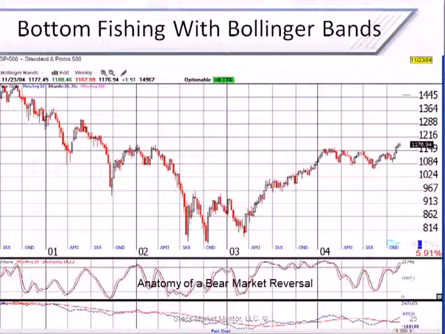So let's look and see how we could have traded this back in the early days of the new millennium, when the market was really in the toilet. I made these trades. A lot of people did if they knew how to use these Bollinger Bands. You can see the three big lows here.